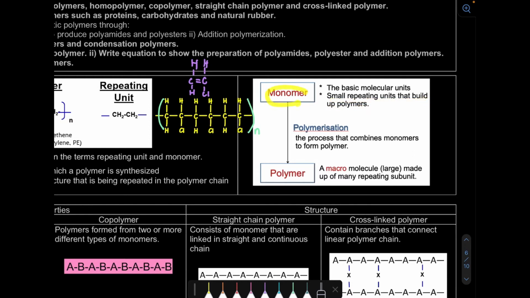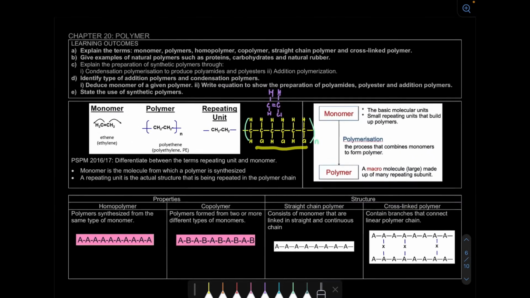So bila monomer ni undergo polymerization, contohnya dalam kes kita ni CH2CHCl ni undergo polymerization, we're going to form polymer. So it's a macromolecule, it's a large molecule made up of many repeating subunit. Maknanya yang ini kita akan ulang banyak kali lah. So that is actually our polymer. So that is only the definition. So kita kena tahu lah what is monomer. Monomer ni akan form polymer. Okay, polymer tu sebenarnya is actually the repeating unit of our monomer ni lah.